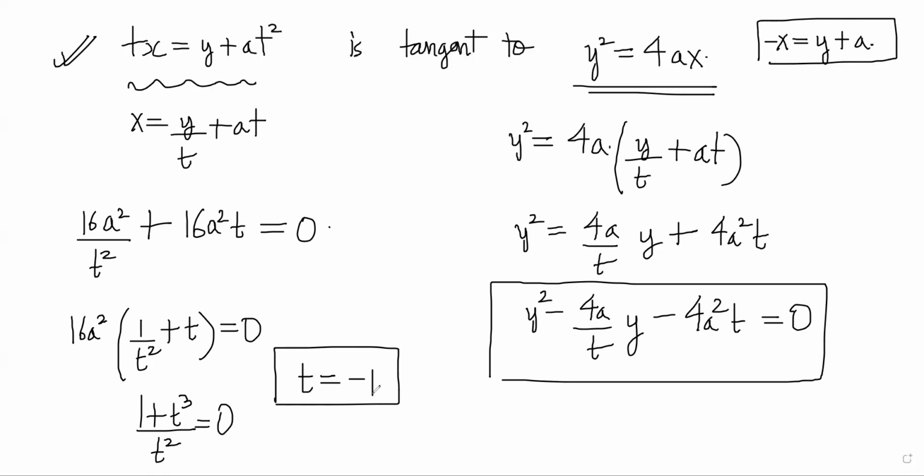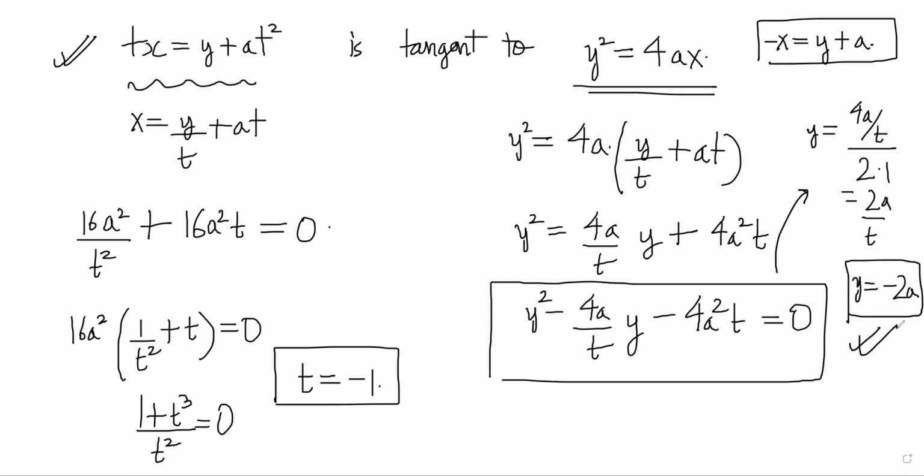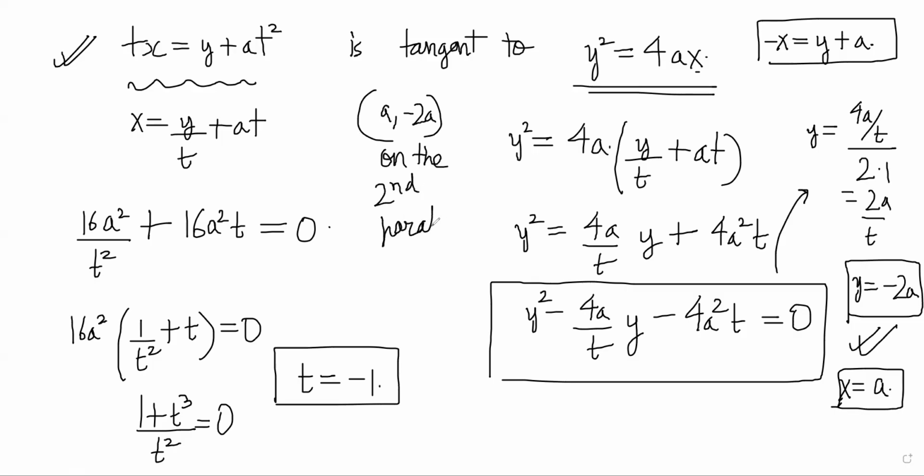And at t = −1, what is the root going to be? The root of this quadratic, if the discriminant is 0, is y = −b/2a. So minus of 4a/t by 2 into 1. So it is going to be y = 2a/t. So y = −2a. This is the point on the second parabola at which it is tangent. y = −2a. So obviously then x must be equal to a, because y is −2a, then y² is 4a², so x is a. So (a, −2a) on the second parabola is the point where the line is tangent to it.